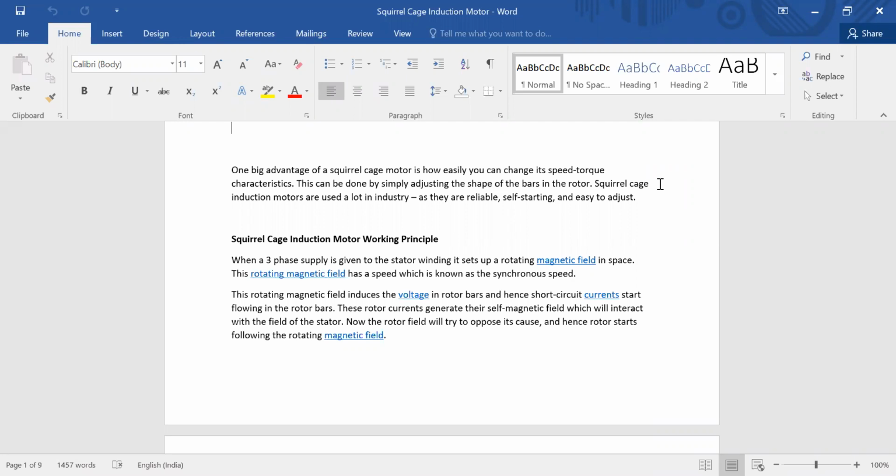Now we are emphasizing the principle behind the squirrel cage induction motor. As you know, any motor has a stator winding and a rotor winding.